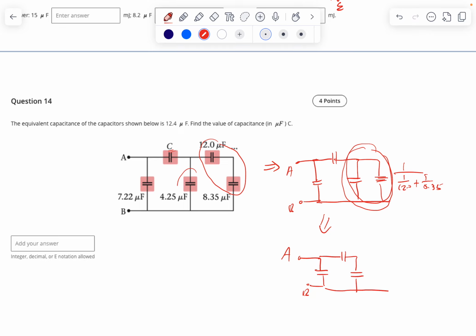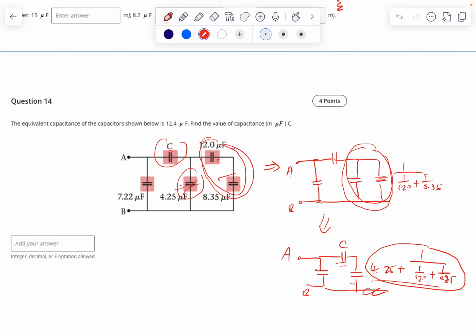Okay, add them together, it will be 4.25 plus this thing, right? So this thing will be... okay, and then this guy and this guy connect in series, right? Let me see. Oh yes. So you connect this one, combine to this one, right? So this is in series, so this is C in series. First you calculate this out. So this is C.